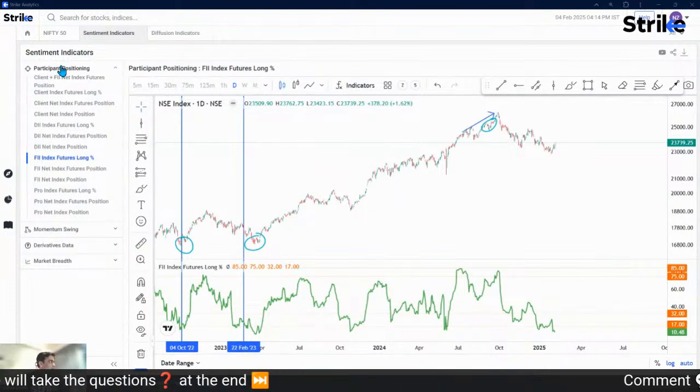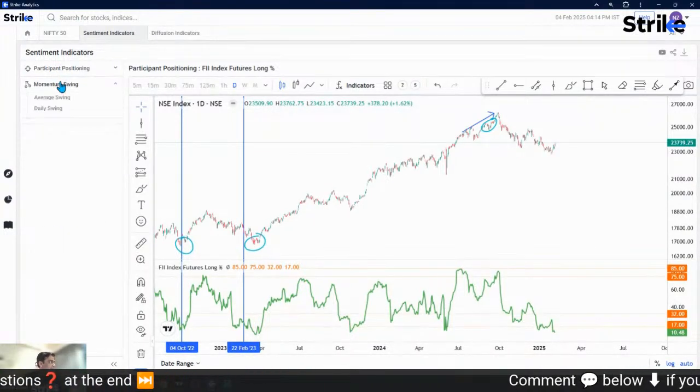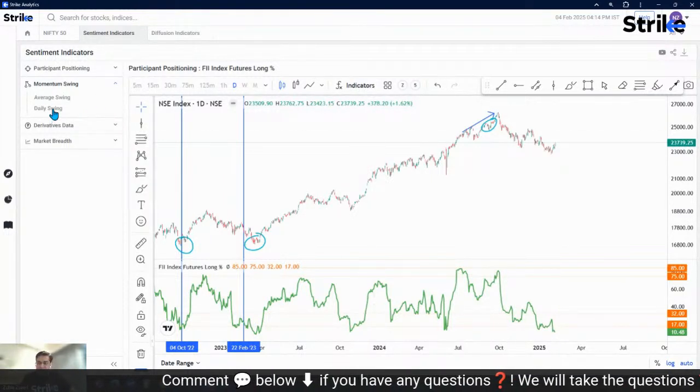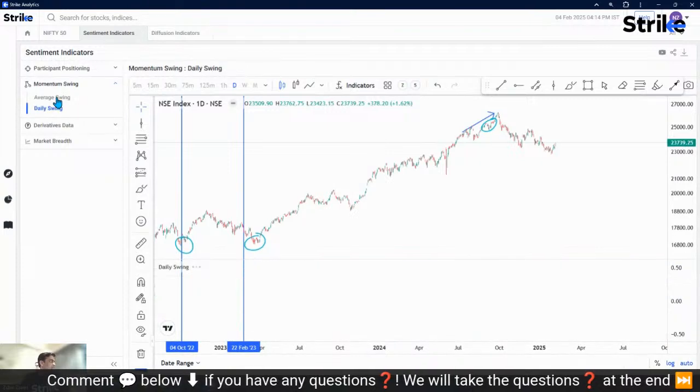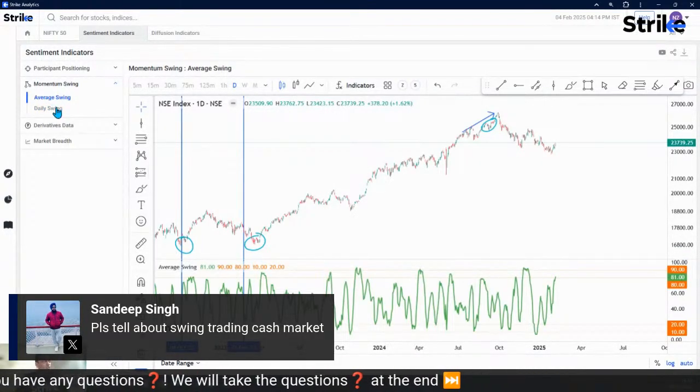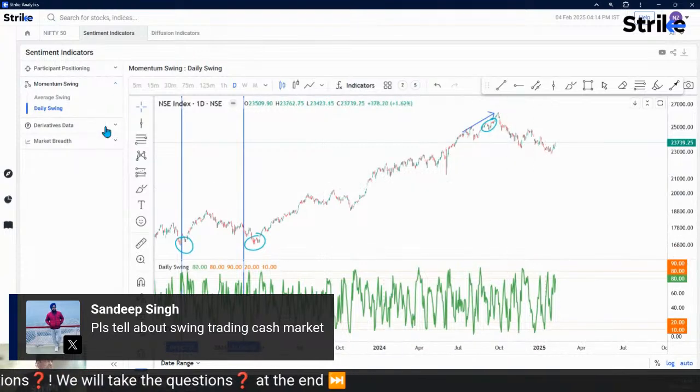So this was about participants' positioning. Now let's get into momentum swing. Sandeep ji is talking about swing trading. So there is a daily swing and average swing indicator over here. Now these are the ones, daily swing.